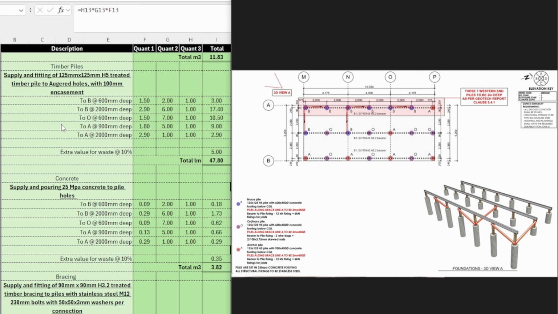So with the anchor pile at 900 mil, we're adding an extra 900 mil, that gives you 1.8 meters, times 5 of them, times 1. And with the other anchor pile at 2 meters deep, we're just adding another 900 mil for that, so that gives you 2.9 meters, and there's 1 of those, and you finish off with a 1. And again, with the same with our wastage as well. So you get a total of 47.8 linear meters of H5 125 by 125 timber piles.